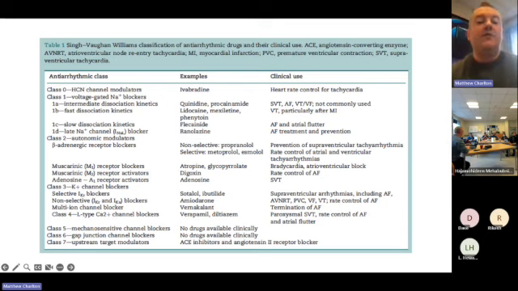Okay, class 3 they all prolong the action potential, so they're all potassium channel blockers. Okay, and then class 4, you can see they're all calcium channel blockers. Now remember that calcium channel blockers come in 2 flavors. They come in dihydropyridines and non-dihydropyridines. It's the non-dihydropyridines that we're interested in. So things like verapamil, diltiazem, exactly, not the other ones.